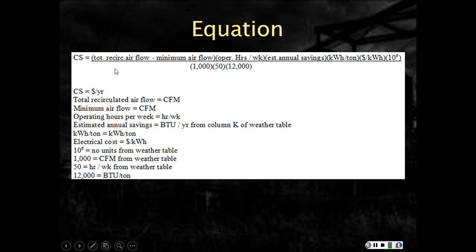Now what I want to back up here is let's look at this. Total recirculated airflow minus minimum airflow. This is the total CFM that our air handling unit is using. We have to subtract out any air that we're already bringing in for ventilation air. We have to bring that in anyway, so we can't count that as a savings. We're already bringing it in to meet ventilation or indoor air quality requirements. That's something that was already being brought in, so that has to be subtracted out of the total airflow.